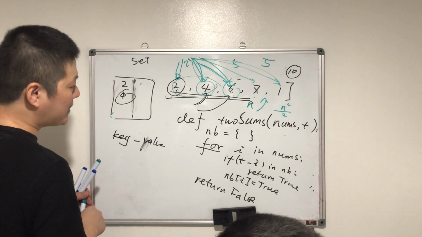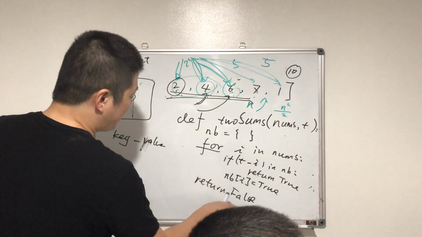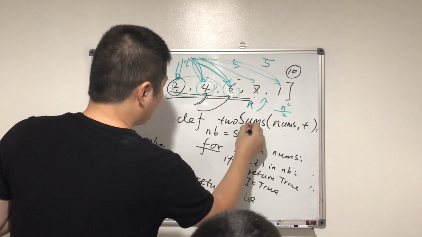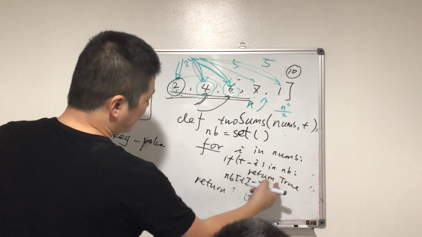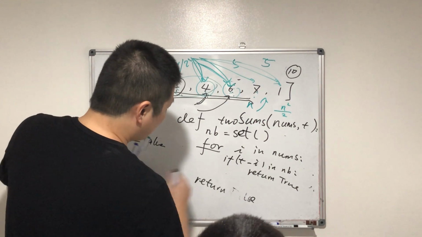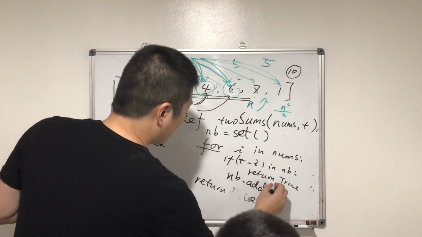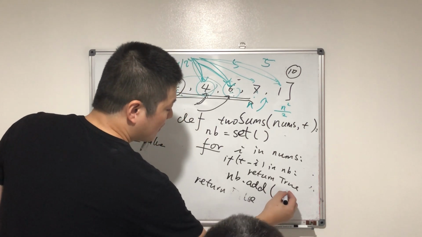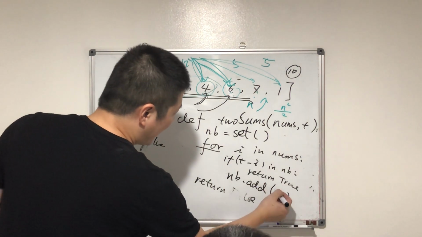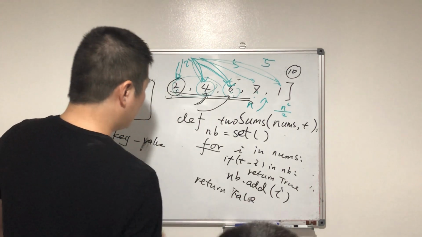Okay. So using the set is quite similar. We can replace this with a set, and then this is the same. We can do notebook dot add, add the number i. And then this is return false.